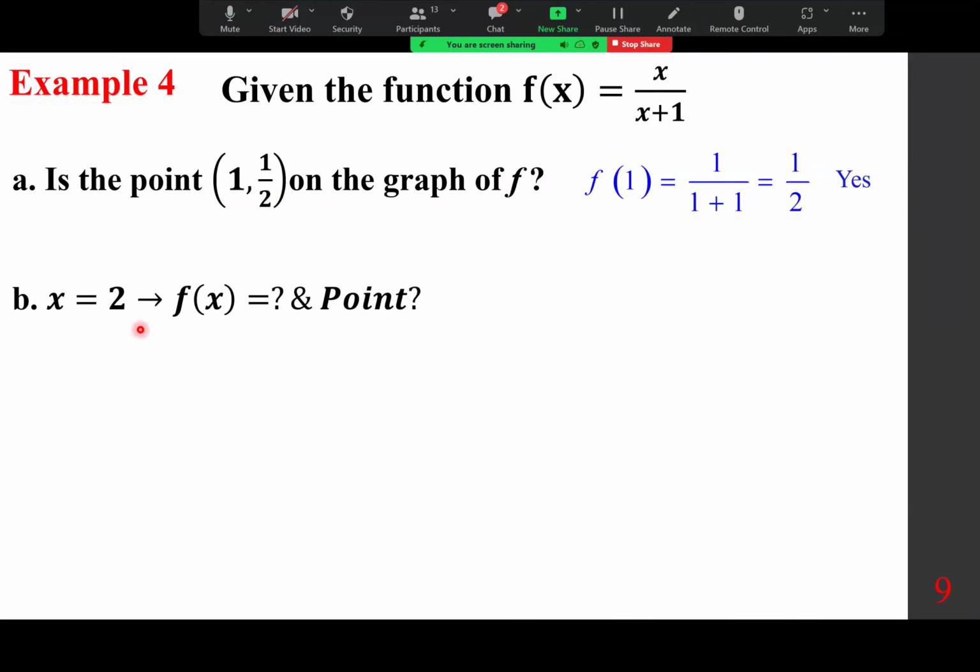When x equals 2, what is f of x? And then write it as a point, as a pair. So basically, class, plug in 2. So we get 2 over 2 plus 1. We get 2/3. What does it mean? The pair with coordinates 2 comma 2/3 is on the graph of the function f of x equals x over x plus 1.